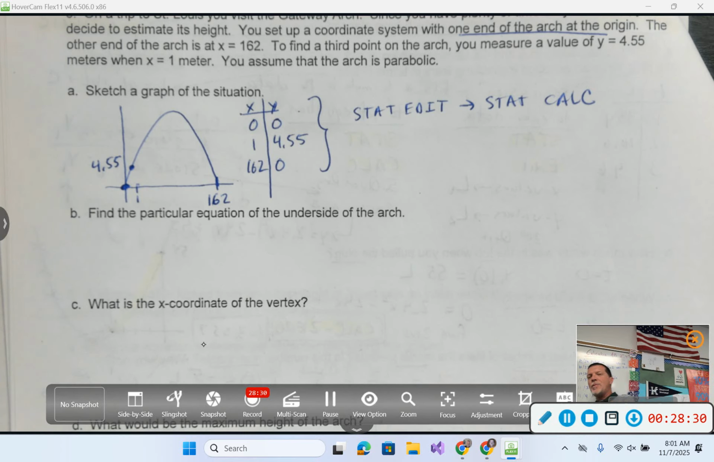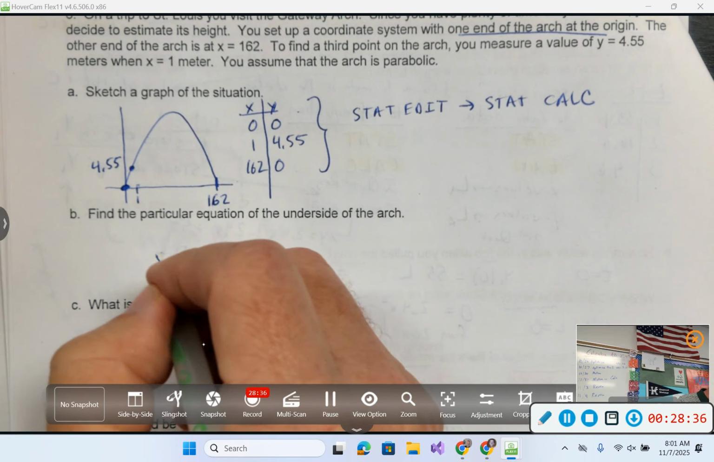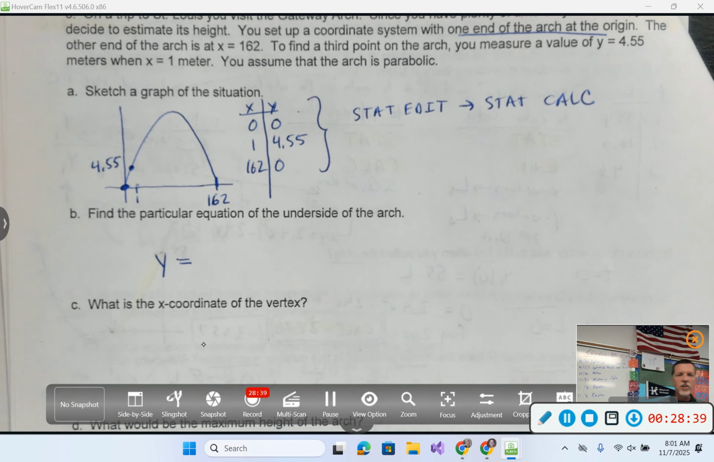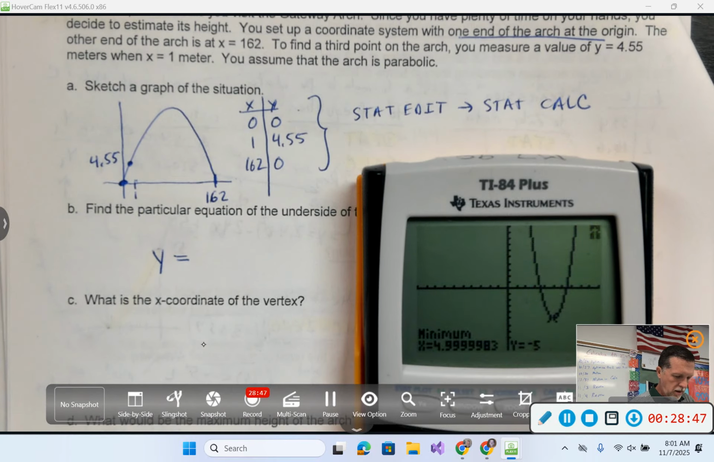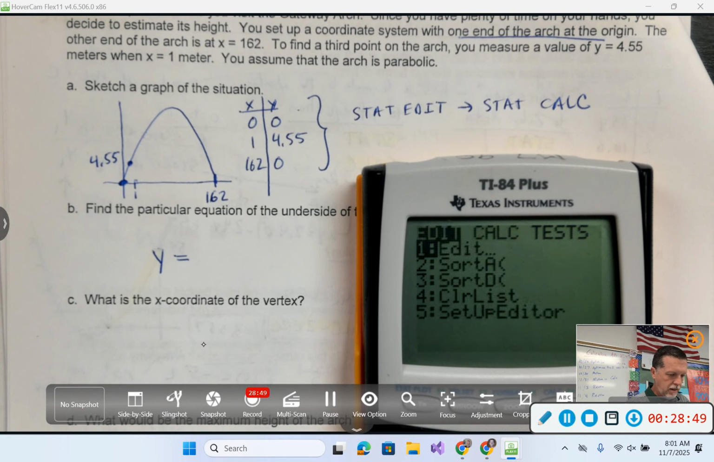Okay, but you're typing in those points and seeing if you can remember all the buttons to get to an equation. So you're trying to answer part B. Find the equation for the underside of the arch. Stat edit.